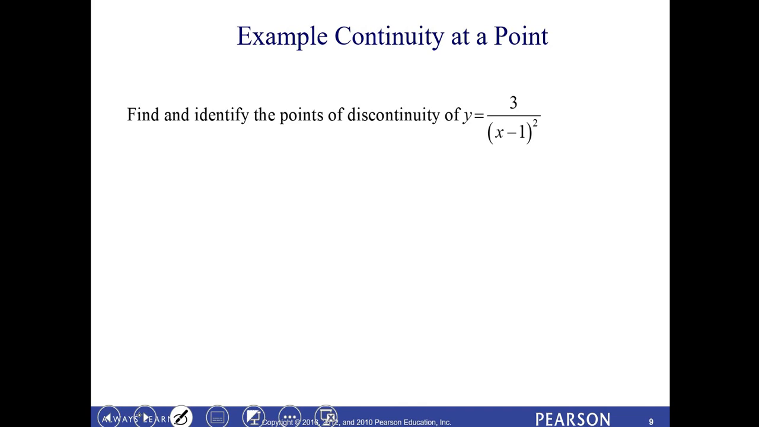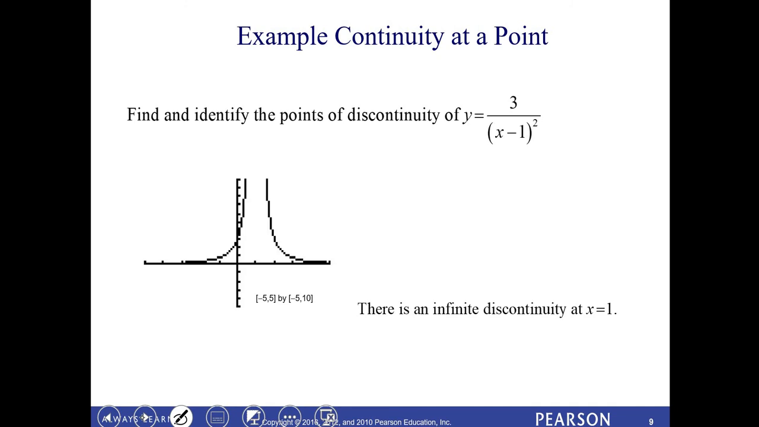Continuity at a point. So here's our graph, and we want to look for a point of discontinuity. Well, we know that we're going to have a discontinuity whenever the denominator is 0. So the infinite discontinuity occurs at 1. What we're looking for with discontinuities are breaks in the graph.